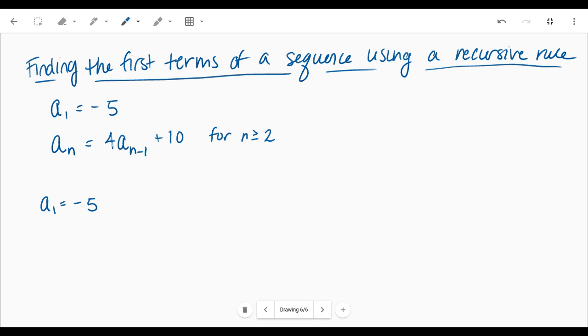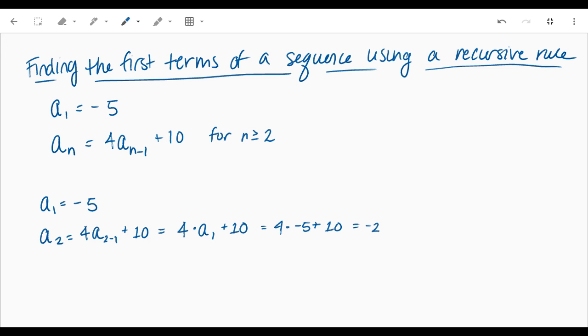The second term would be when n equals 2. So a sub 2 will equal 4 times a sub 2 minus 1. I'm just replacing the n with a 2, plus 10, which means it will be 4 times a sub 1 plus 10. And I know what a sub 1 is. It's negative 5.